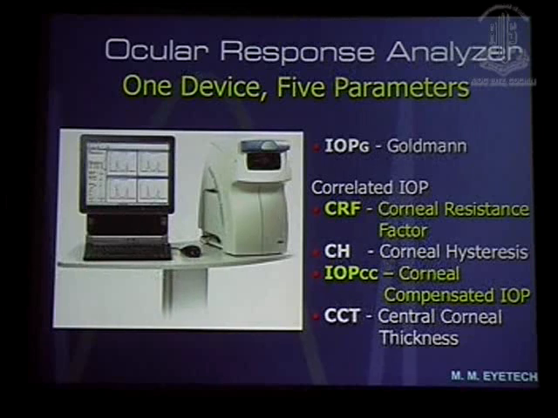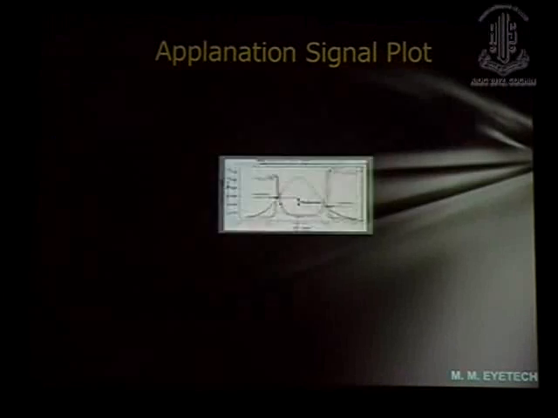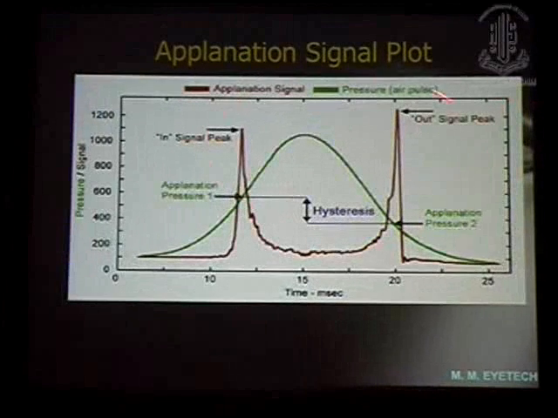It gives us various parameters like the IOP-G, which is the IOP Goldmann, because all NCTs in the end are calibrated to the Goldmann tonometer, and it gives us a correlated IOP, which is the corneal compensated intraocular pressure. It also gives us two biomechanical factors, the CRF, or corneal resistance factor, and the corneal hysteresis. We have a pachymeter attached which can give us the central corneal thickness as well, but that is independent of all this. So it actually gives us 5 parameters. Now this is the kind of signal that it creates.